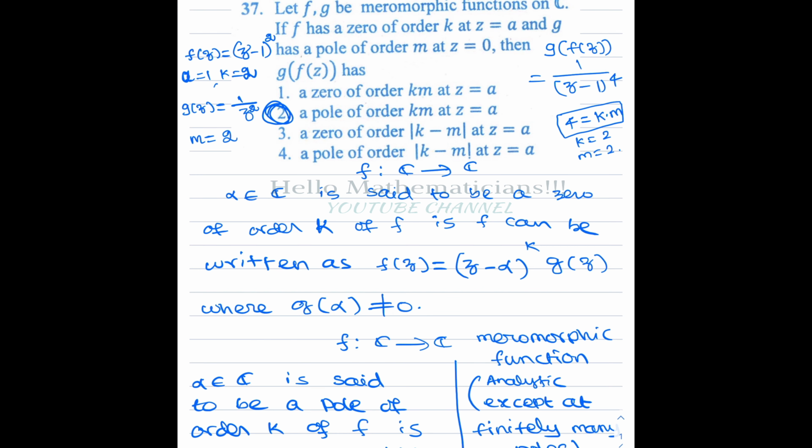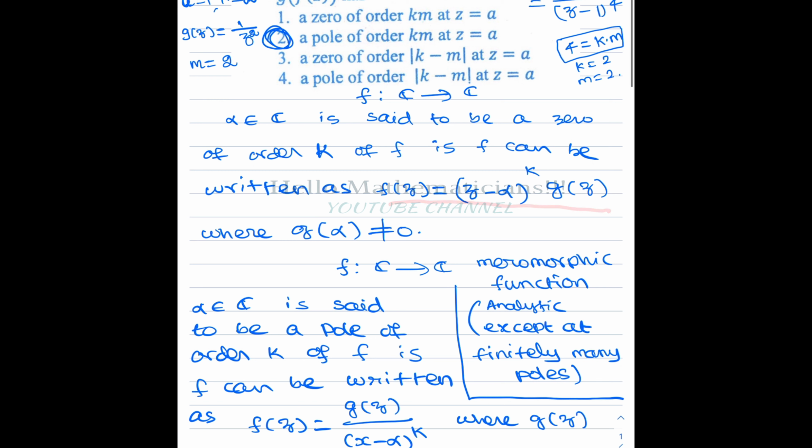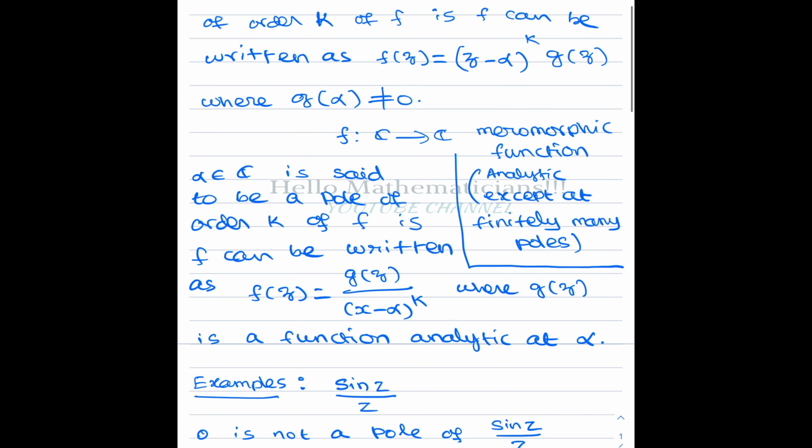Okay. If f(z) can be written as (z − α)^k times g(z), where g(α) is not equal to 0, then we say that for f, α is a zero of order k. Now, similarly, we take a function f from C to C.